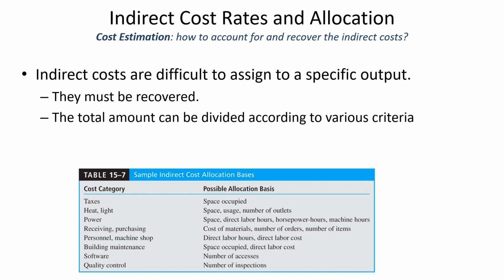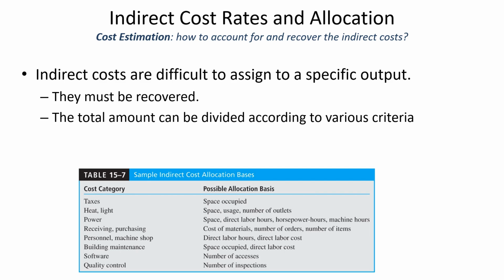So for example, if one category of indirect cost is taxes, like property taxes, then you might decide how to recover the money that's going to go towards taxes in terms of the amount of space that's occupied. And the situation where these kinds of questions come up is usually when a company is making more than one thing, or if a company has more than one sub-organization in its structure.